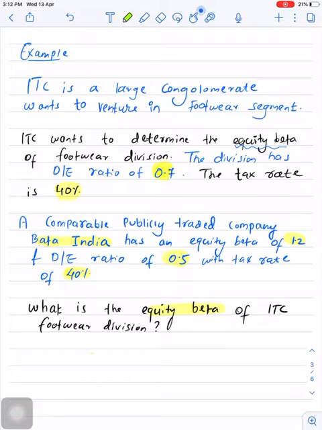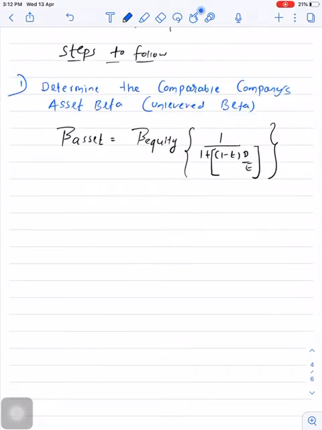Here you need to understand that equity beta includes both business risk plus financial risk. So the very first step is to find out the asset beta. Asset beta is also known as unlevered beta, meaning we will eliminate the leverage part. How do we calculate asset beta? The formula is given. To calculate asset beta, we pick the equity beta and multiply it by 1 divided by 1 plus (1 minus t) times the debt equity ratio. Here we need to take the data of the comparable company, because we need to find the asset beta of the comparable company.